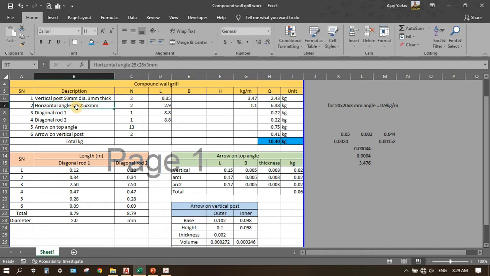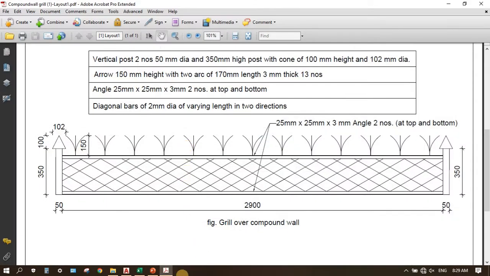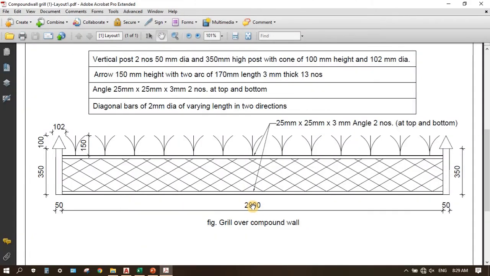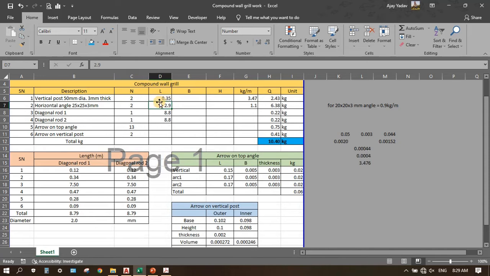Similarly for horizontal angle, kg per meter is 1.1. You can find it from any IS code also or other code. There are two angles, one at the top and another at the bottom, and length of each is 2.9 meter. So you will get the kg of horizontal angle.